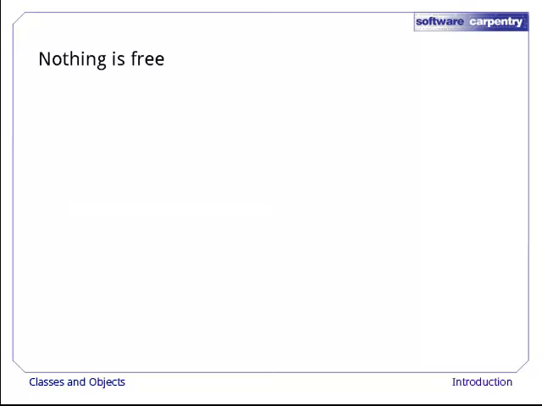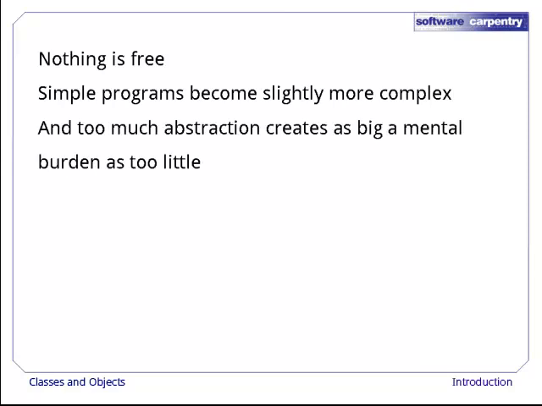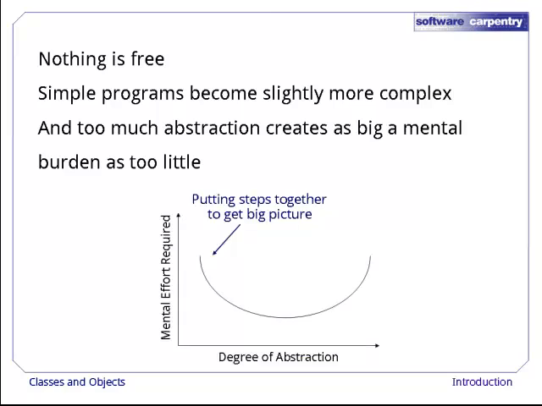Nothing is free. Object-oriented programming actually does make very simple programs slightly more complex, and if classes and objects are used too enthusiastically, they can create just as big a mental burden as no abstraction at all. It's easy to see why too little abstraction makes things hard. People reading the code have to put the little steps together in their head to construct the big picture of what the code is doing.